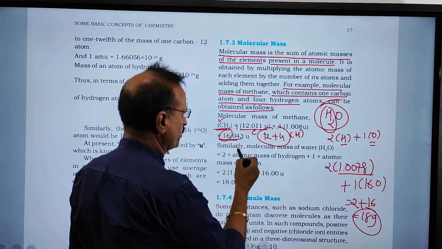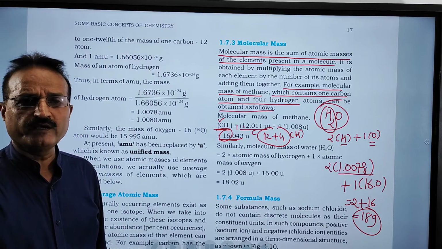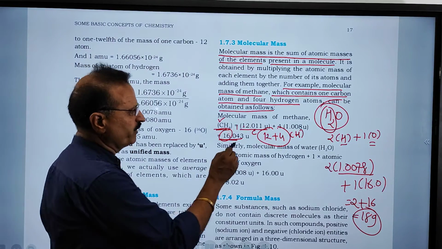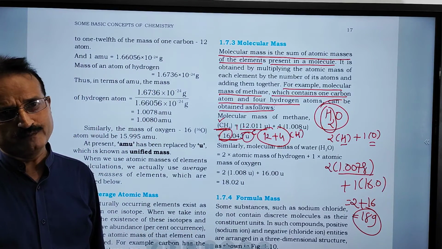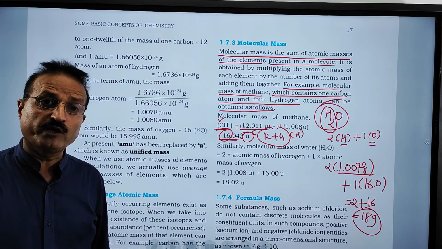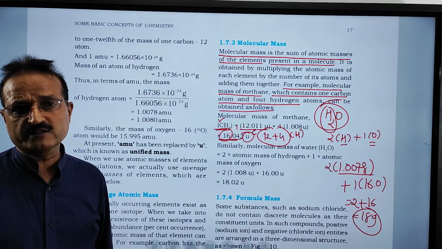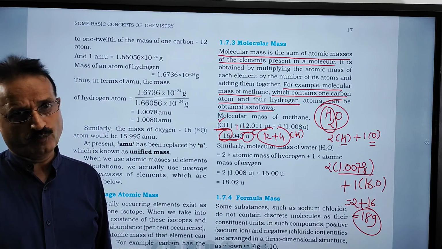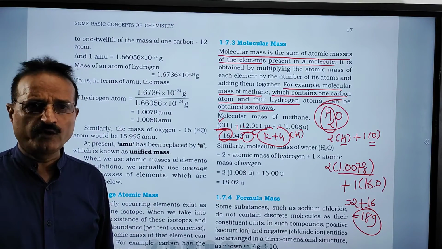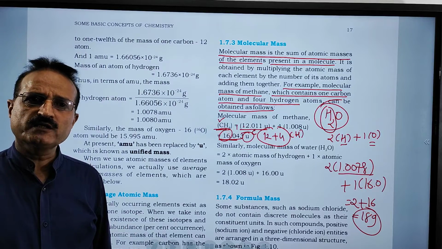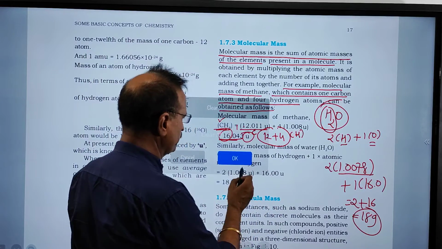In round figure the molecular mass is 16, but if the decimal digits are also multiplied and added, we get the value 16.043 unified atomic mass units. This is the unit of molecular mass. You can say U, and now you can say grams also. So if asked for the molecular mass of water, you can say 18 grams, or you can say 18 U. It is in round figure. It is not necessary to calculate the decimal digits. It is accepted. So this is a very simple explanation.